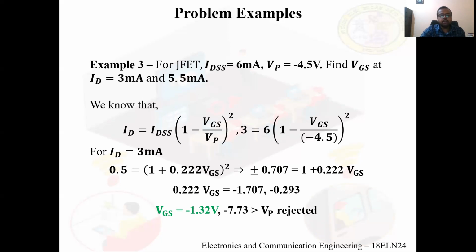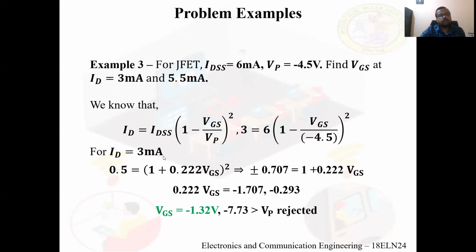minus 7.73. Here, in the given equation, the VP value is given as minus 4.5. The cutoff, the VGS when the current becomes 0, is at this pinch off voltage, which is equal to minus 4.5. So this is not a valid VGS value here. We reject this value of minus 7.73, so the VGS value we get is minus 1.32 volts. Here we calculated the value of VGS for ID equal to 3 milliamperes.